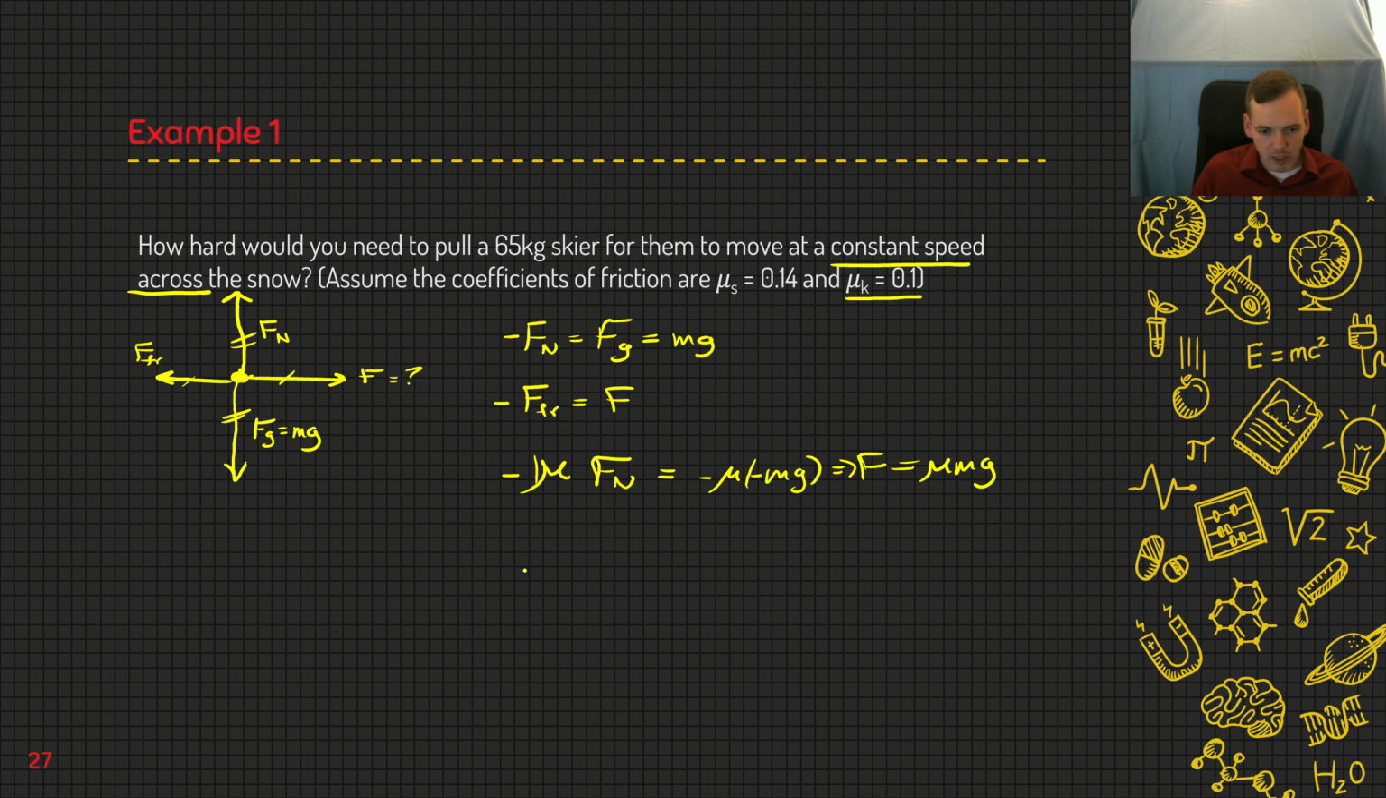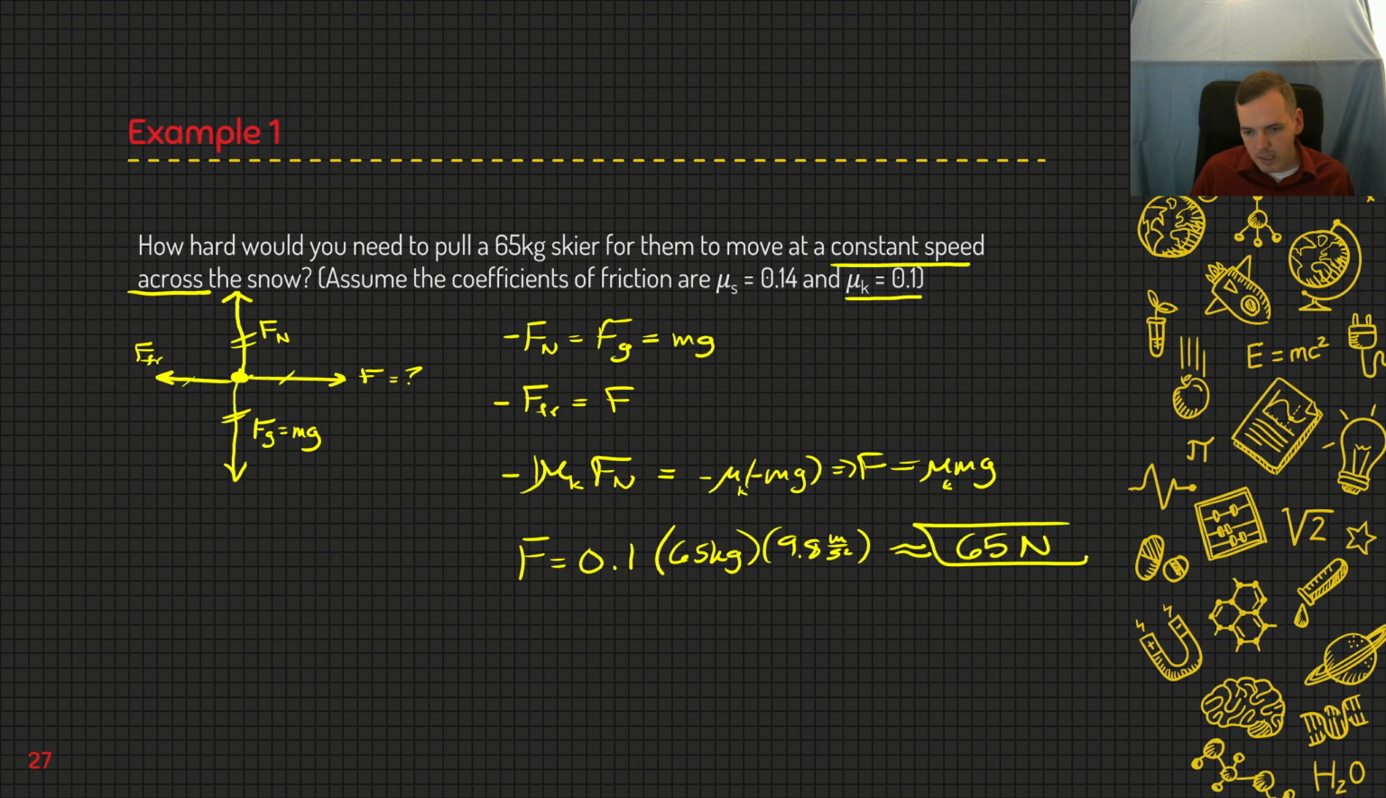So if we plug in our values, I get my force is equal to mu is 0.1, I'm sorry, this should be mu k. So 0.1 times mass of 65 kilograms times g of 9.8 meters per second squared. And we're getting a number that's going to be roughly 65 newtons. Not exactly, but roughly.